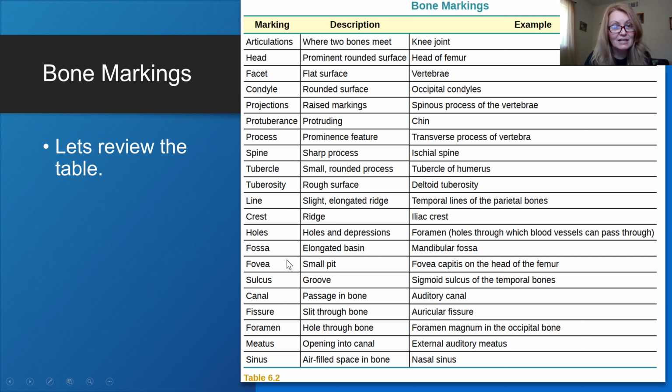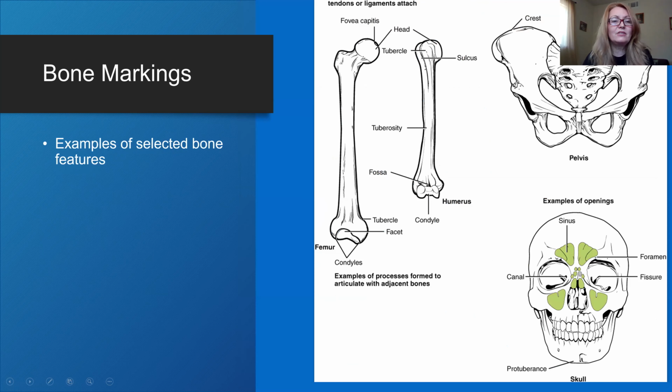So please take a minute and read through it. Pause this video and go ahead and read, because obviously if I read all of this, the video is going to be 3 hours long, that nobody wants. So just pause the video, read the names of those markings and their descriptions. Here we just give you examples of selected bone features.